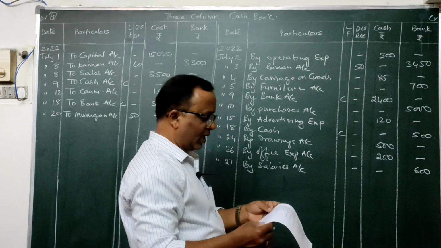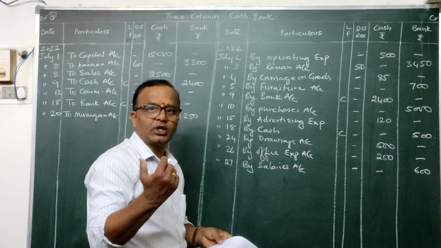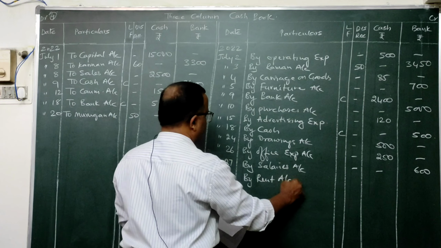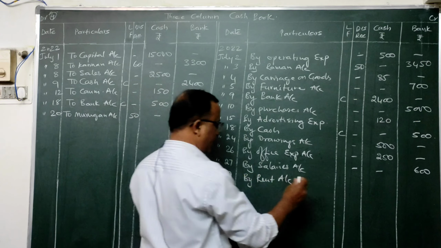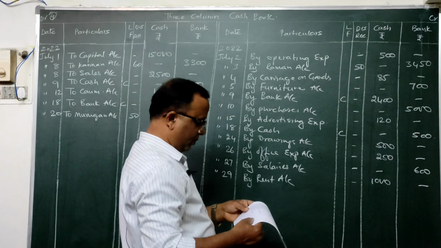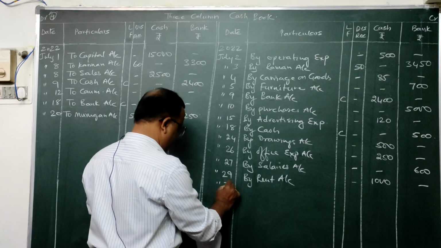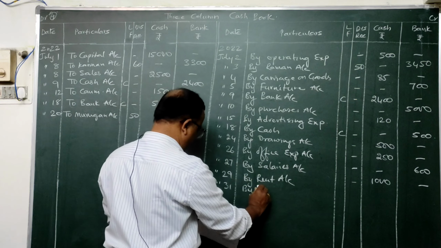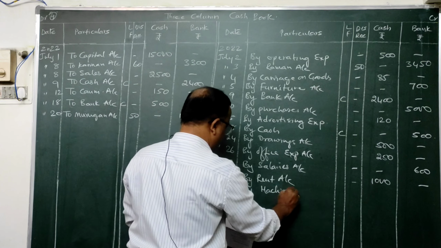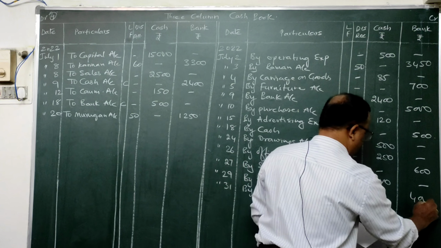Now next 29th date, rent paid. When rent is paid, your entry will be rent account debtor to cash account. So it will be by rent account. By rent account 29th date, it will be 1000 in cash column. Then purchase machinery rupees 4000 by check, he said. So when machinery is purchased, your entry will be machinery account debtor to bank, by check he said. So to bank it will be. So by machinery account, in the bank column it will be 4000.